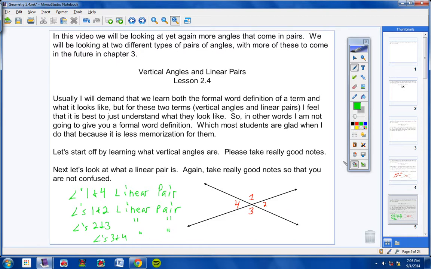So to sum this up again, students, anytime that you have a straight line like this with another line coming off of it, these two angles here and here are linear pairs. Okay, you do need to understand that because we're going to learn something else about linear pairs here in just a couple minutes. All right, okay, moving on.